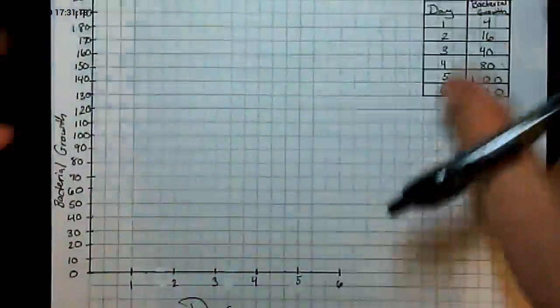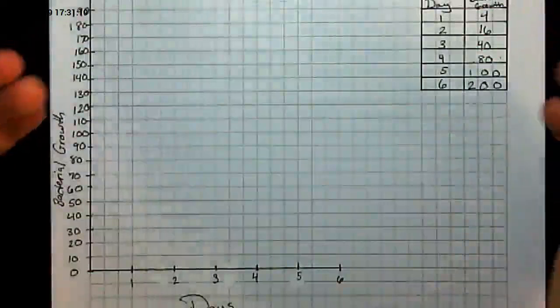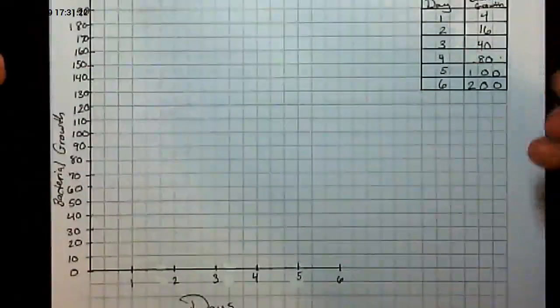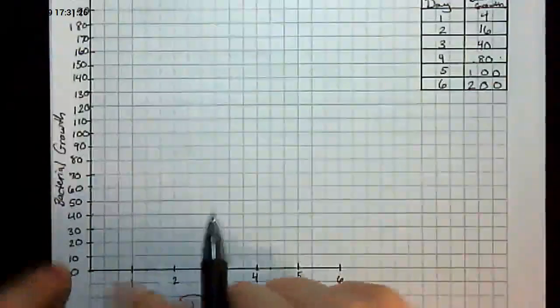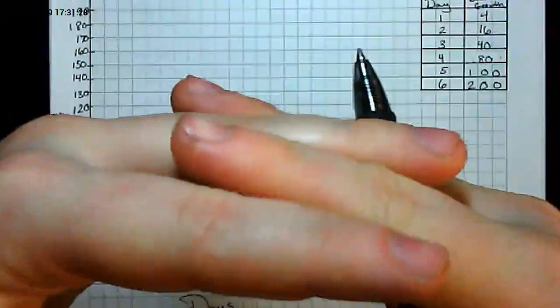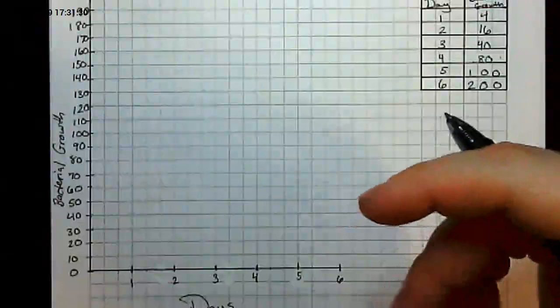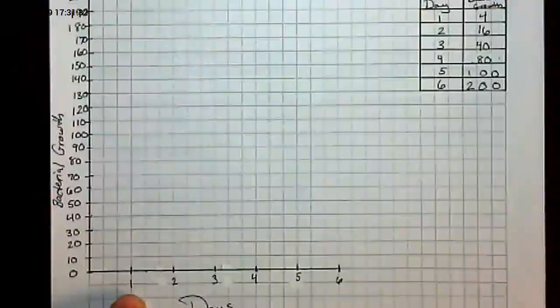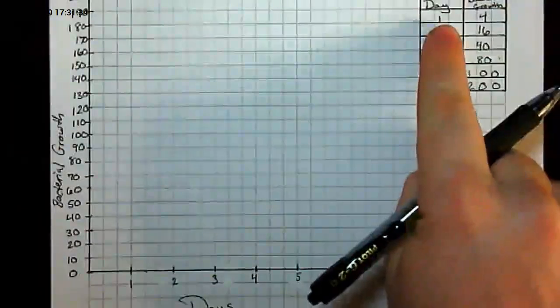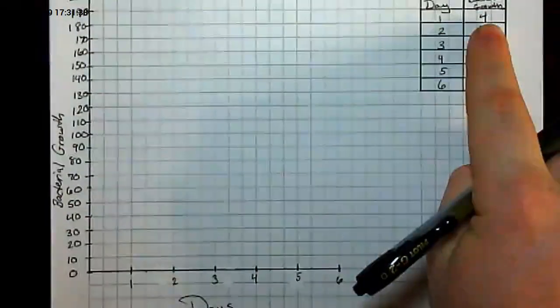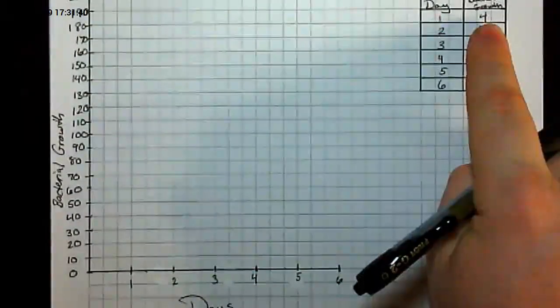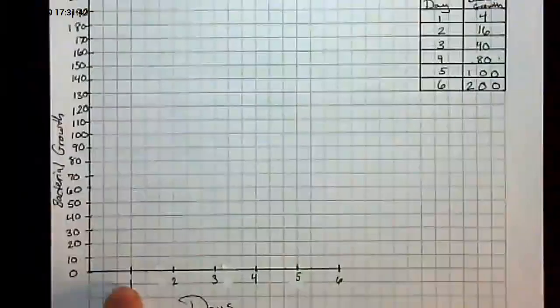So let's get going and let's start plotting. When we're making a line graph, what we want to do is draw dots at the point at which our y-axis and our x-axis come together, where they intersect, right? So let's just look at day 1. Day 1 over here in our data table had a growth of 4 bacterial cultures. Okay. So I'm going to go on here on 1.